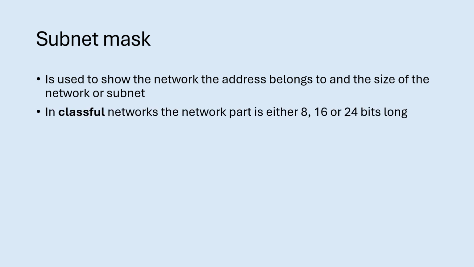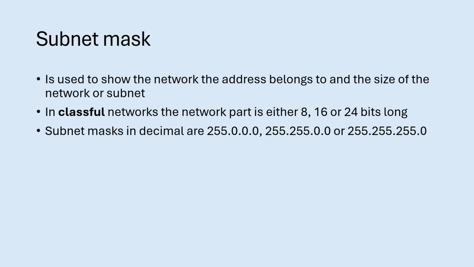In the original classical networks, they were simple. The network part was either the first 8 bits, the first 16 bits, or the first 24 bits. These were simple, but not very useful because we wasted a lot of addresses. We had big networks. Today we want to have smaller networks, which are more convenient and waste fewer addresses. The subnet masks for classical networks were either 255.0.0.0 for 8 bits, 255.255.0.0 for 16 bits of the network, or 255.255.255.0 for Class C 24-bit networks.